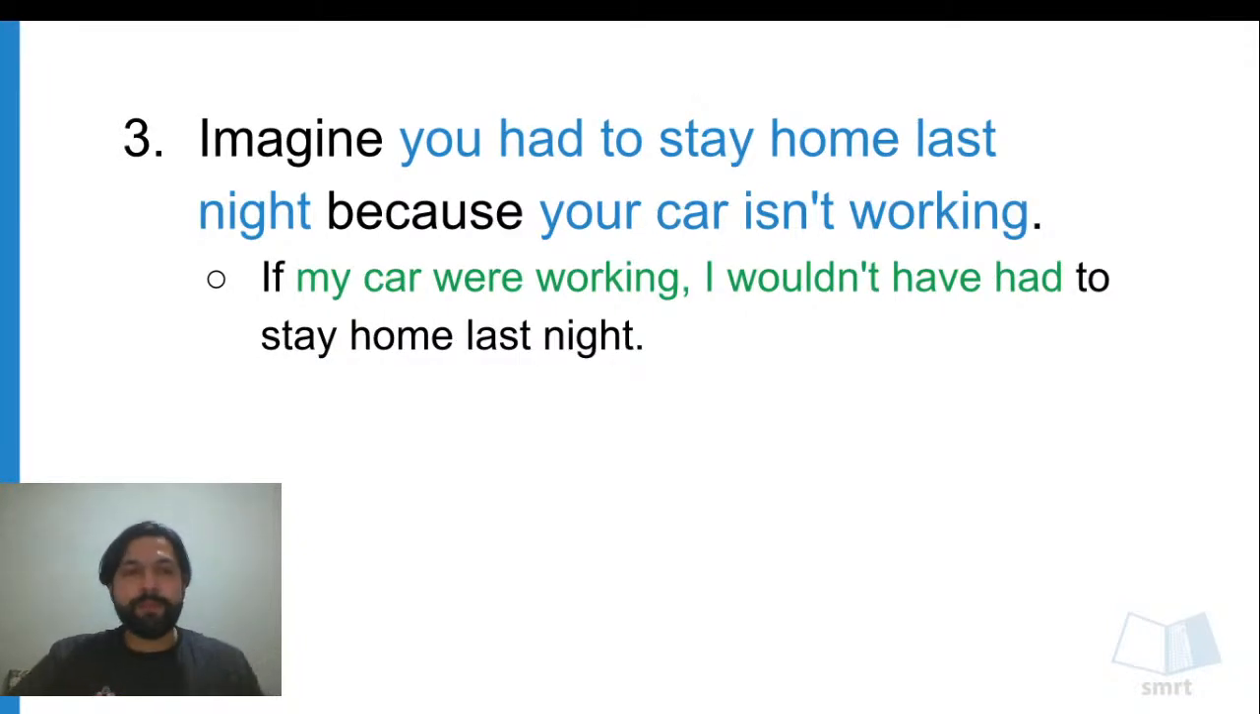Then another example. Imagine you had to stay home last night because your car isn't working. So now if you go there, the car isn't working. If my car were working, I wouldn't have had to stay home last night. Notice that it's my car were. But my car isn't working and I had to stay home. So I'm just imagining an impossible scenario, because I can't go back and change that.